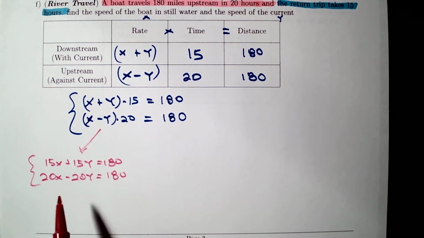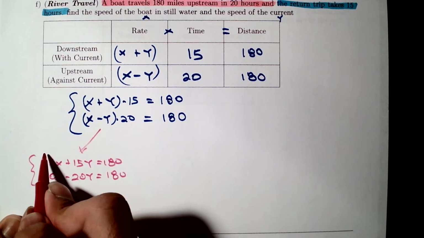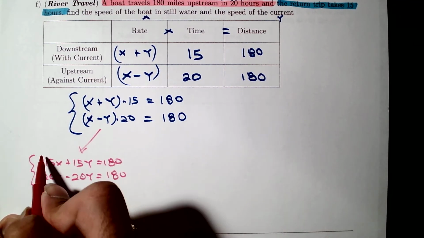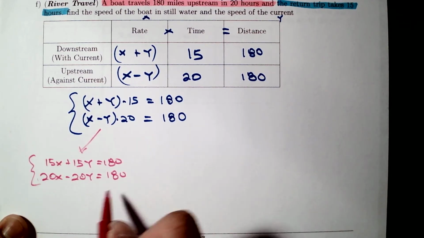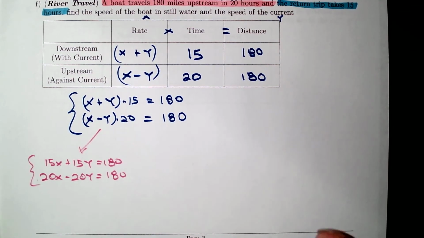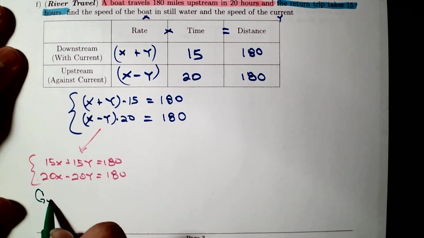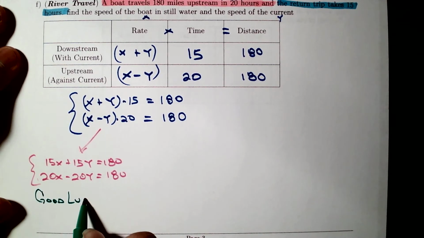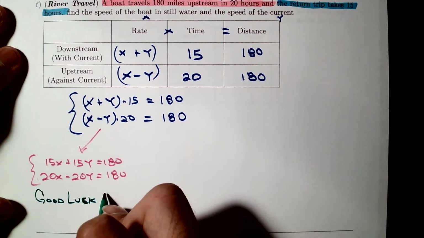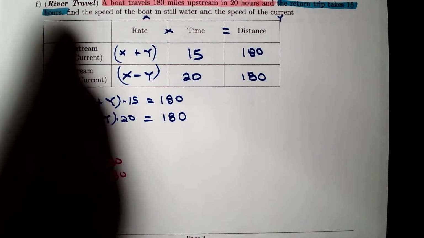If you look at this system, look at the numbers. If you want to eliminate x, you would have to multiply the top equation by negative 20 and then the second equation by 15. That's going to give you a lot of huge numbers. It may not be the best choice. However, if you want to go this way, I'm just going to wish you good luck. Have fun. Enjoy.